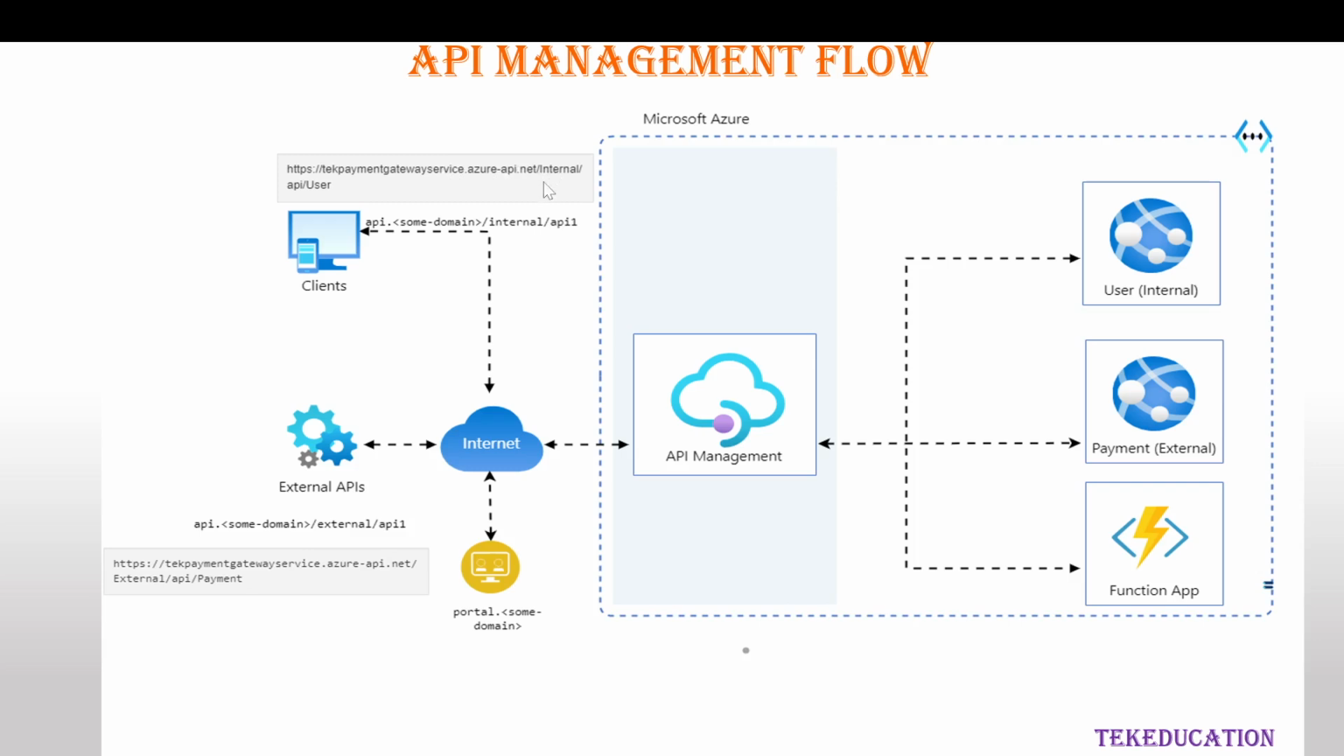Second, I have created a category called internal and hosted a user service into it. Since it is a user service, it is used by the internal users. Next, I have created another category called external APIs, which will be used by the vendors. If you notice, the URL of the APIM is the same, tech payment gateway service azure-api.net. The only difference is that instead of internal, here it is external, and the corresponding API is listed over here.